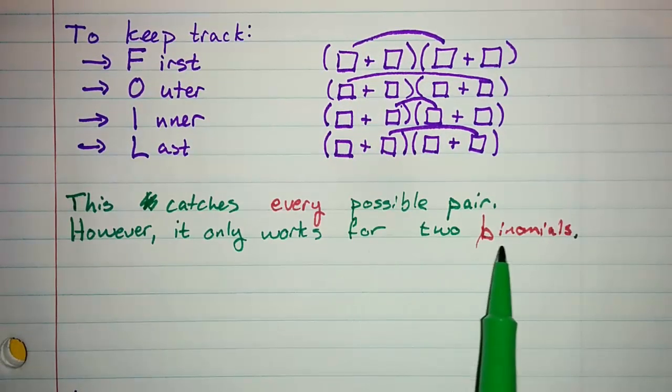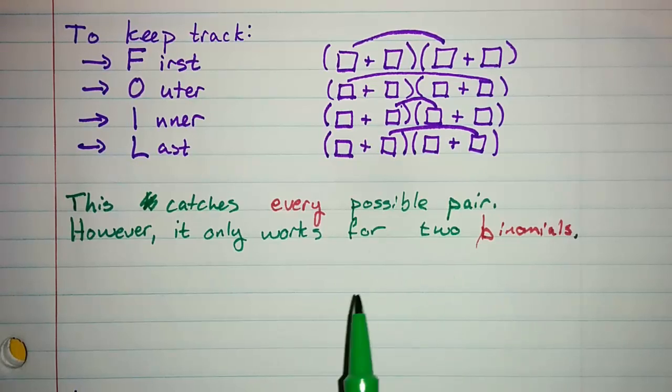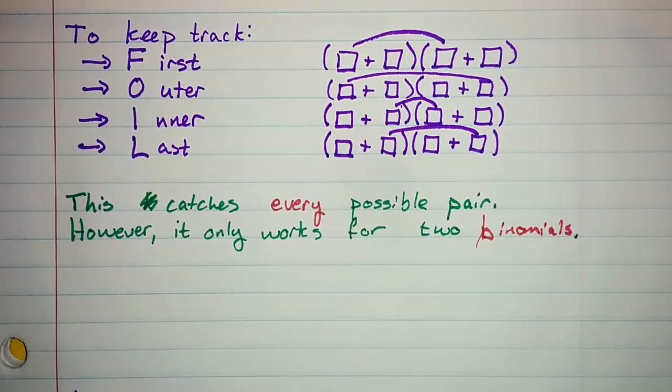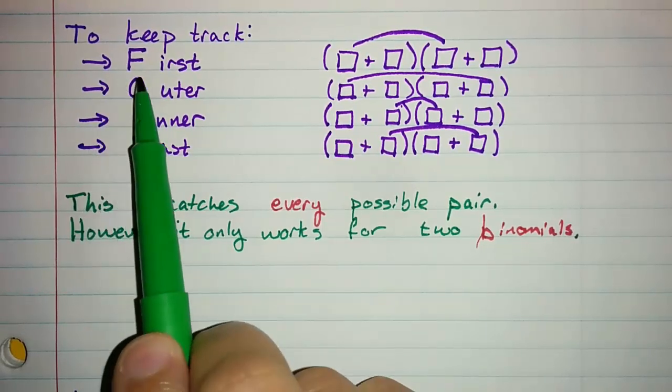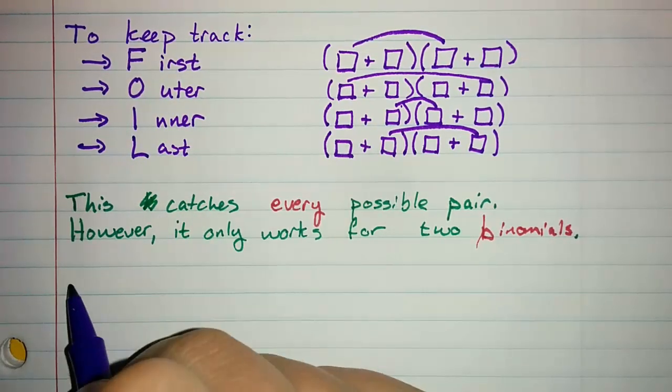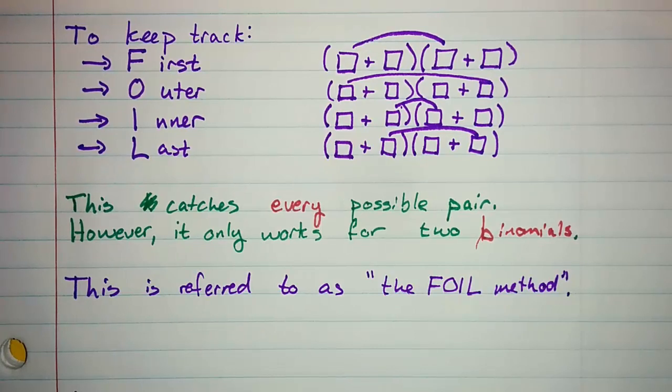However, notice that this only works for two binomials, right? If one of these were a trinomial, there would be a middle term that we never use. This method, multiplying in this order, is sometimes referred to as the FOIL method. People sometimes use this as a verb, FOIL it out. Please don't use this as a verb. It's already an acronym. It's not a verb.